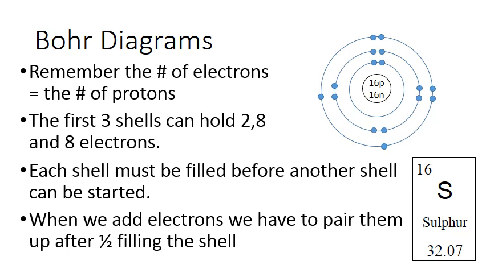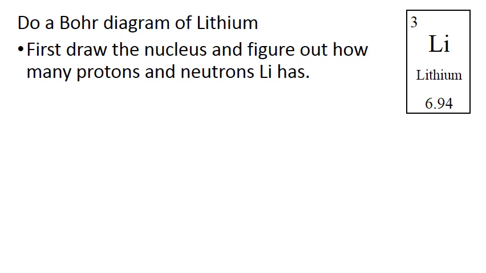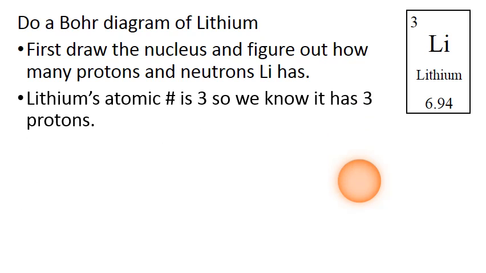So let's try a couple more. So now let's do a Bohr diagram of lithium. So first we draw the nucleus and figure out how many protons and neutrons lithium has. So lithium's got an atomic number of 3, so we know it has 3 protons. We can write that in.